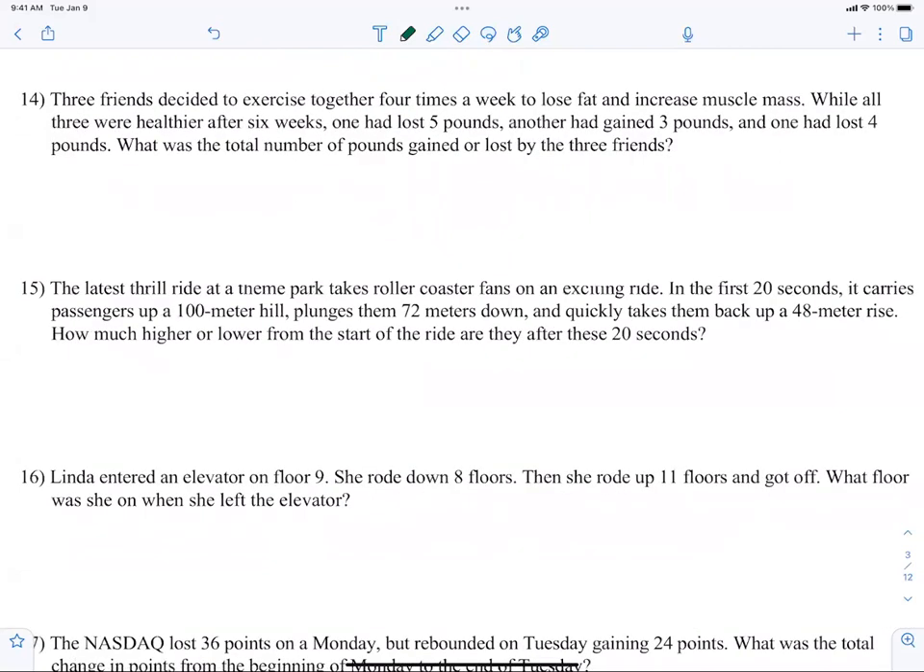14. Yes. So, it's 6 pounds. Well, read it to me. 3 friends exercised together 4 times a week, used food, fat, and 3 small things. While all 3 were healthier after 6 weeks, one had lost 5 pounds, another had gained 3. One had lost. Is that us?